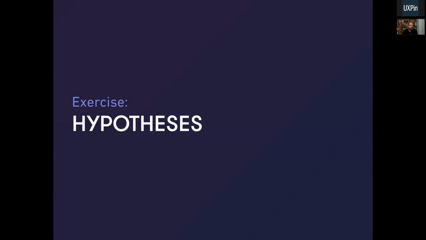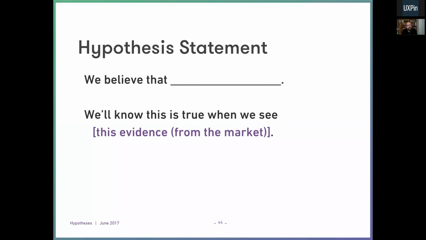Now, getting to hypotheses, in the next step, we've assembled our assumptions, right? We've done our survey, and we want to capture that in some actionable way. So this is a basic hypothesis statement. It has two parts. The first part is a statement of what we believe. We believe a thing is true. And the second part is the evidence that we're looking for. We'll know that this is true when we see the following evidence from the market.